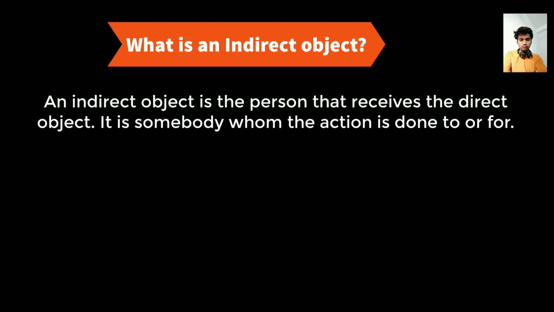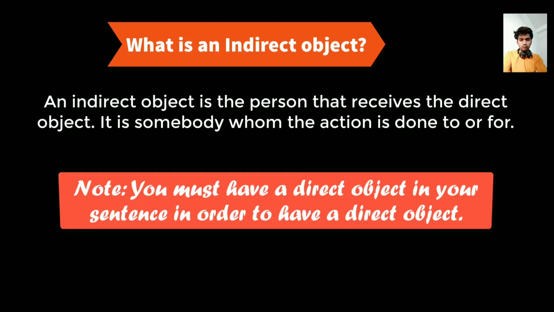In order to have an indirect object in your sentence, you must have a direct object. If your sentence does not have a direct object in it, it can never have an indirect object either. So always remember, in order to have an indirect object in your sentence, you must have a direct object too. Let's take some examples and understand this.